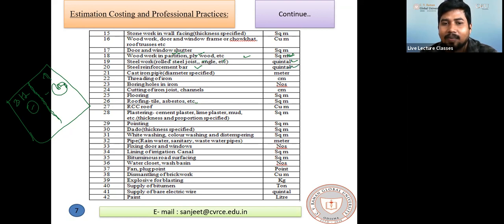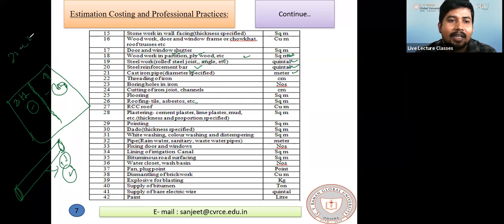And what about the unit of cast iron pipe? The diameter is already specified. The unit is in meter. How? Suppose I want to bring a cast iron pipe. The pipe size means the pipe diameter, which they generally ask. Suppose you want to bring a pipe, they ask the diameter. What is the diameter? Half inch pipe you require, one inch pipe, or 2 inch pipe? Yes or no? As for the inch, you just mention, I need a 20-meter length pipe having diameter half inch.